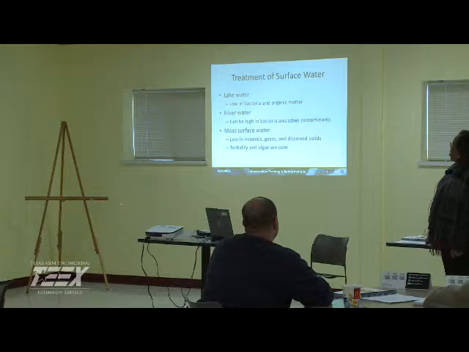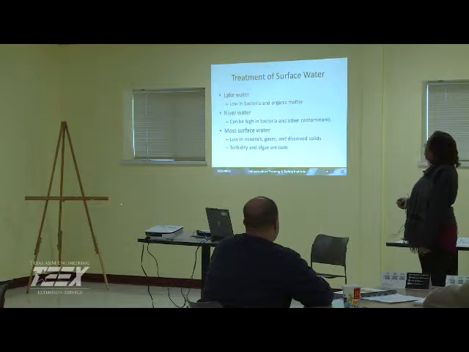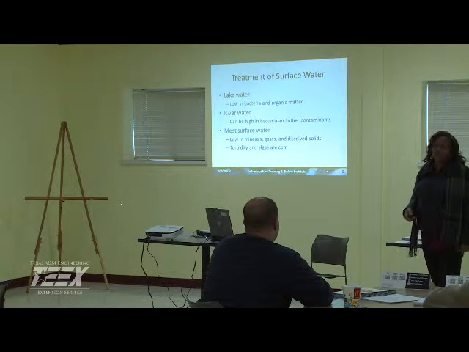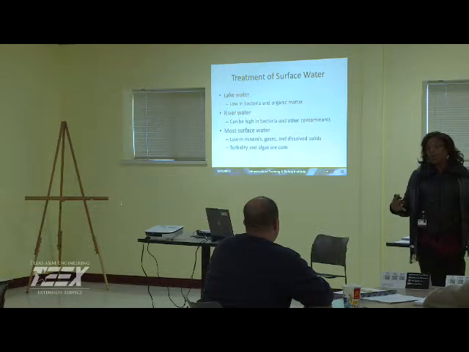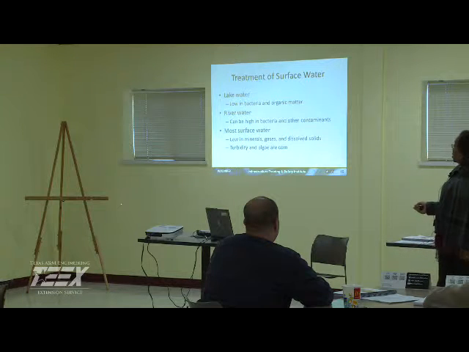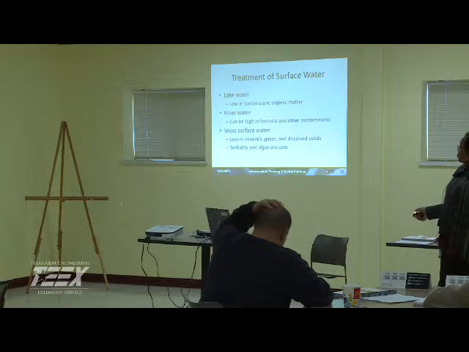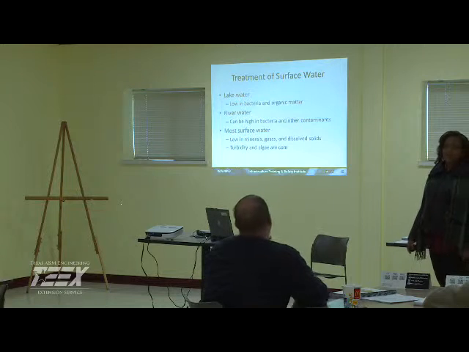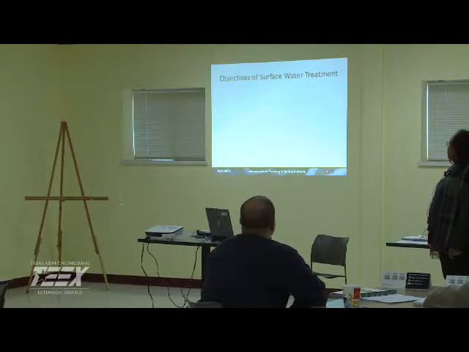All right, lake water is generally low in bacteria and organic matter, while river water can be high in those contaminants. And when we look at surface water as a whole, you're looking at low in minerals, gases, dissolved solids, but very high in turbidity or algae. Those are common problems with surface water.